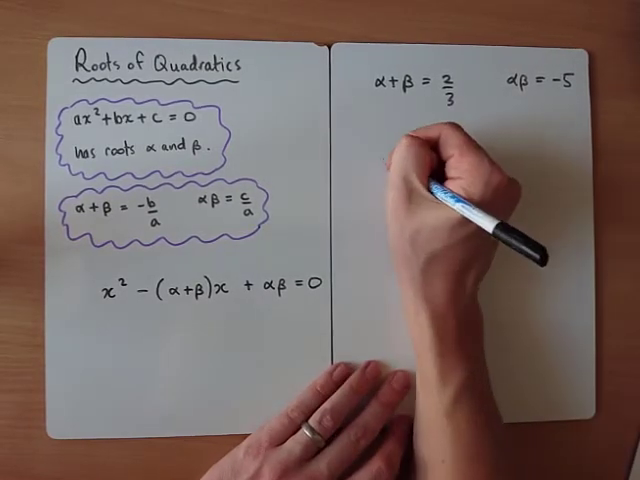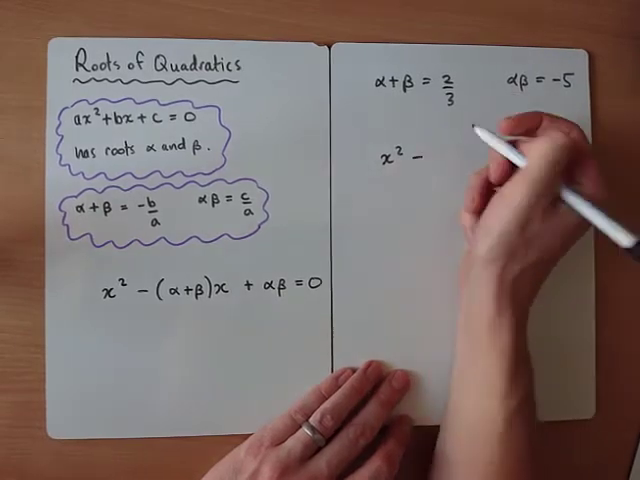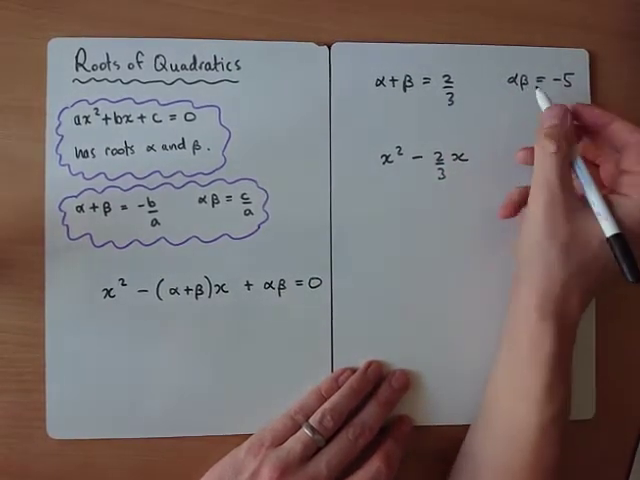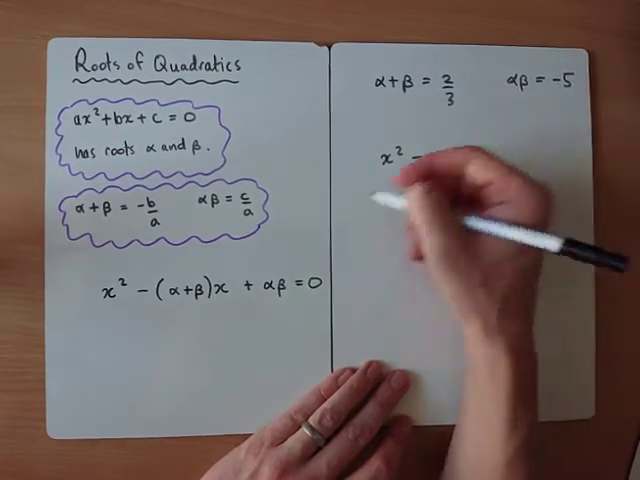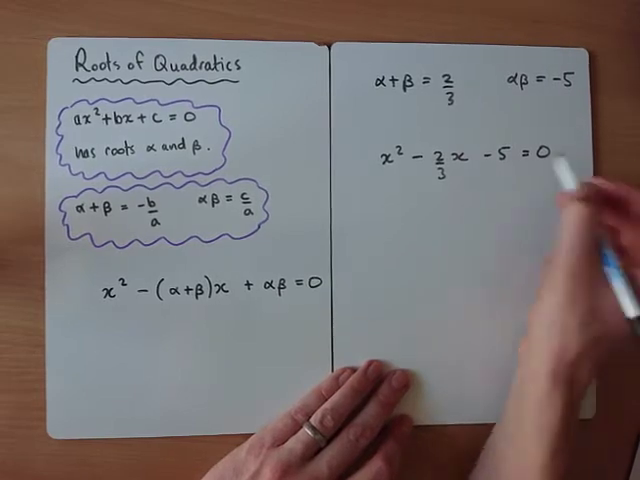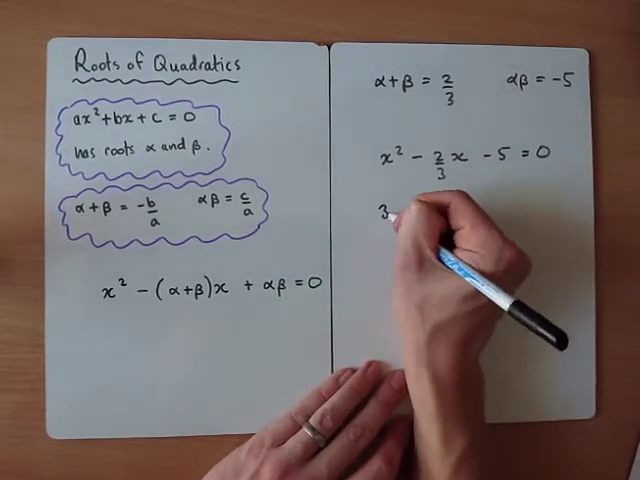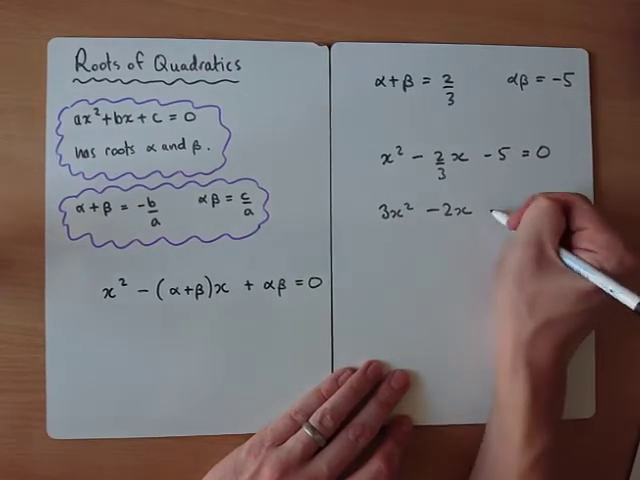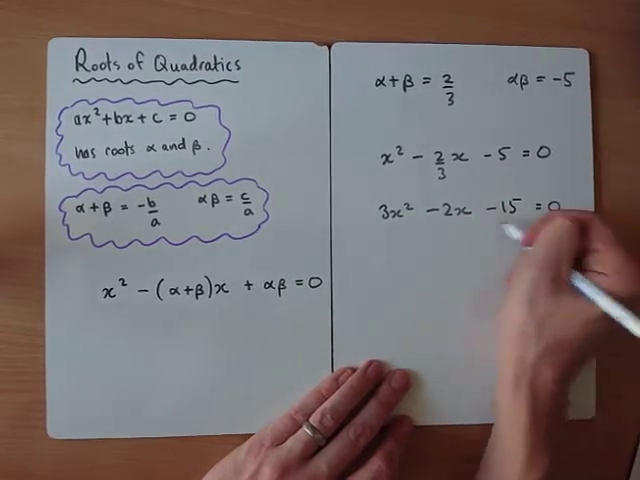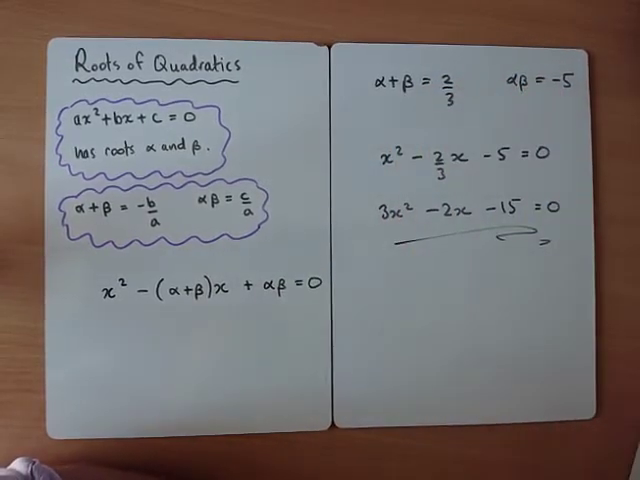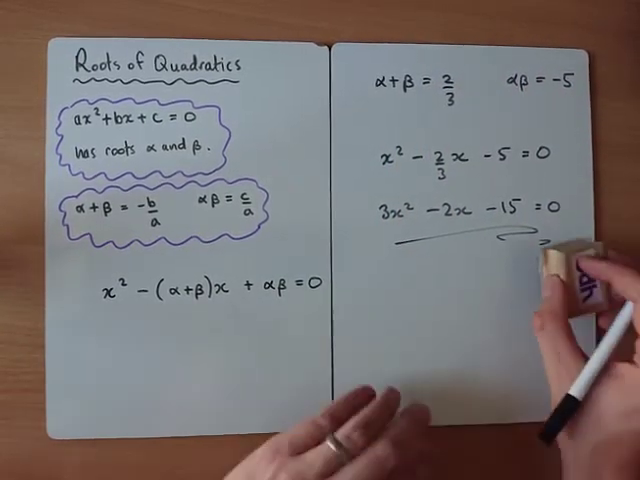Okay, so it'd be x squared minus the sum of the roots, which is 2/3 x, plus the product, which is plus minus 5. So, and then as a convention, we wouldn't leave it with fraction coefficients, so you could write it as 3x squared minus 2x minus 15. Okay, so we can form the quadratic just by knowing about the actual roots, or the relationships of the roots.